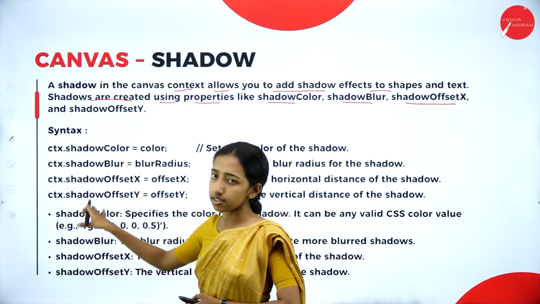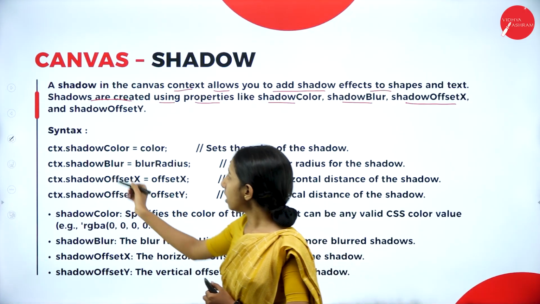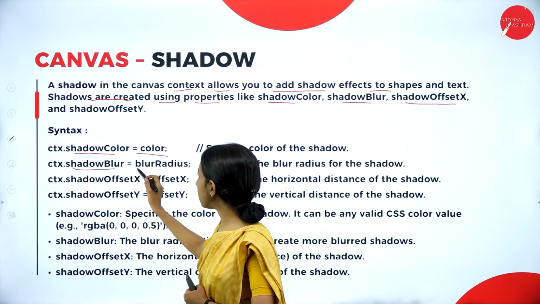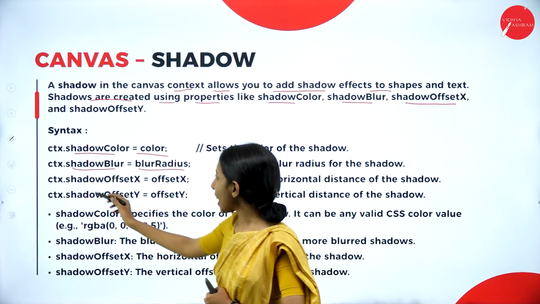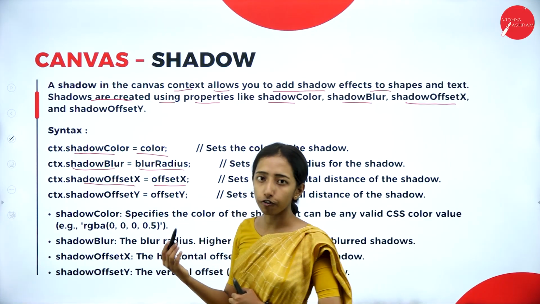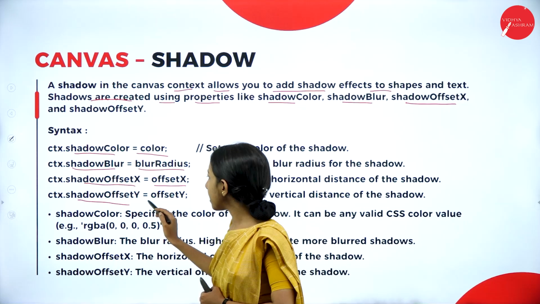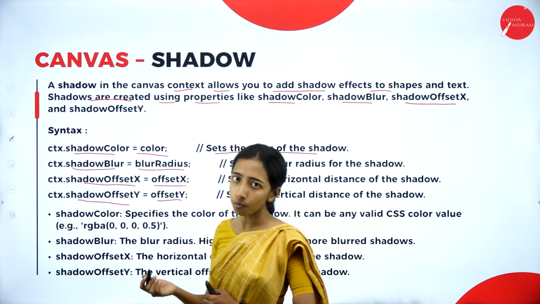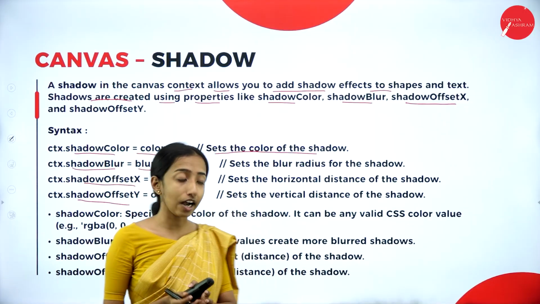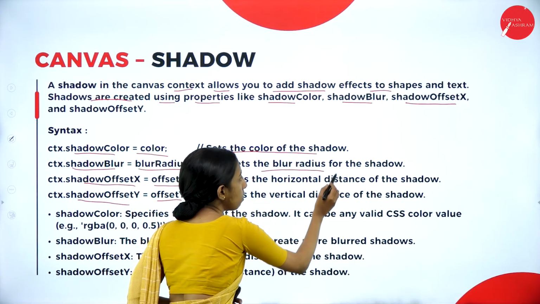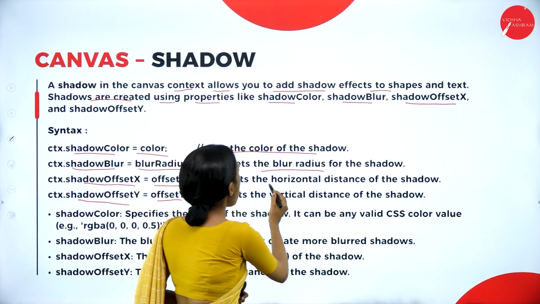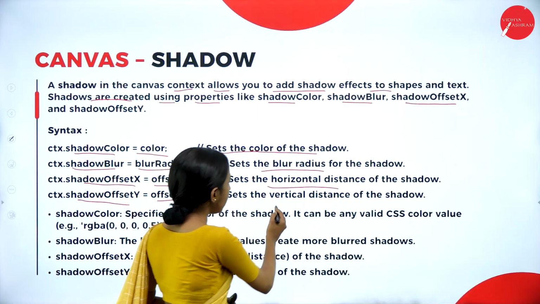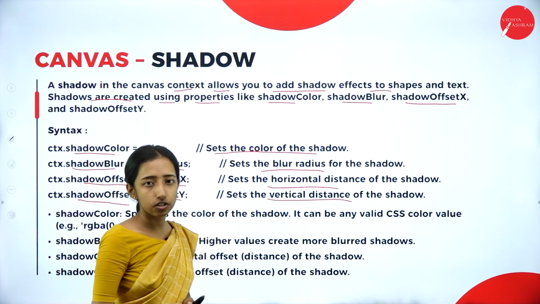So here is the basic syntax. With shadowColor, we can give the color; shadowBlur means we give the blur radius; shadowOffsetX is the offset of X, and shadowOffsetY is the offset of Y. So we set the color of the shadow, whatever color we want, and the blur radius for the shadow. shadowOffsetX gives the horizontal distance of the shadow, and shadowOffsetY gives the vertical distance of the shadow.